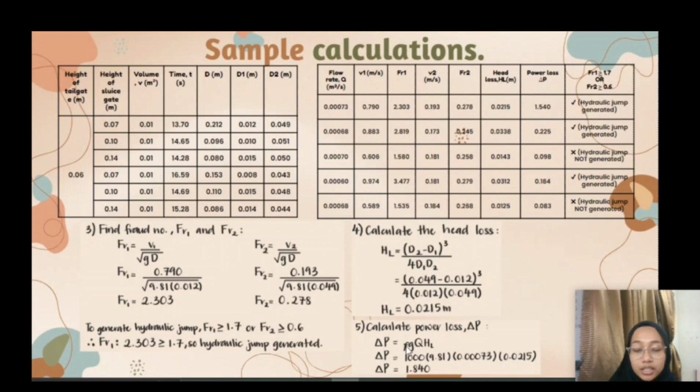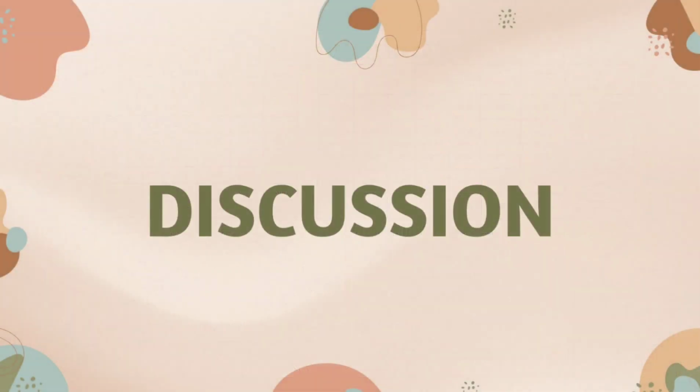After that, we calculate the power loss using the formula. Rho, which is the density of water, g is gravity, Q is flow rate or discharge that we calculated, HL is head loss. So the density of water is 1000, gravity is 9.81, the flow rate is 0.00073, and we multiply it also with 0.0215, and we get the power loss. After that, we summarize our calculation with flow rate, first velocity, first Froude number, second velocity, second Froude number, head loss, power loss, and we state the hydraulic jump is generated or not generated.